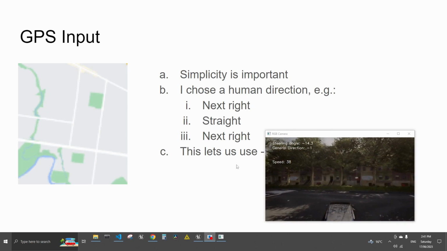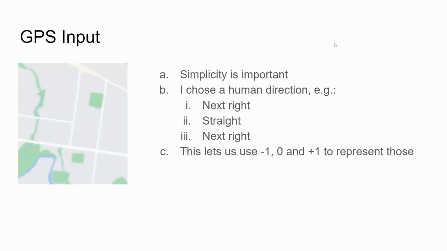Anyway, what it allows us to do is to say we're going to have -1 representing we go next left, or 0 will represent we're going straight or just following the contours of the road. Like, for example, if the road is bending and going around something, but it's not turning, it's 0. And then +1 to represent going right. So that makes sense.